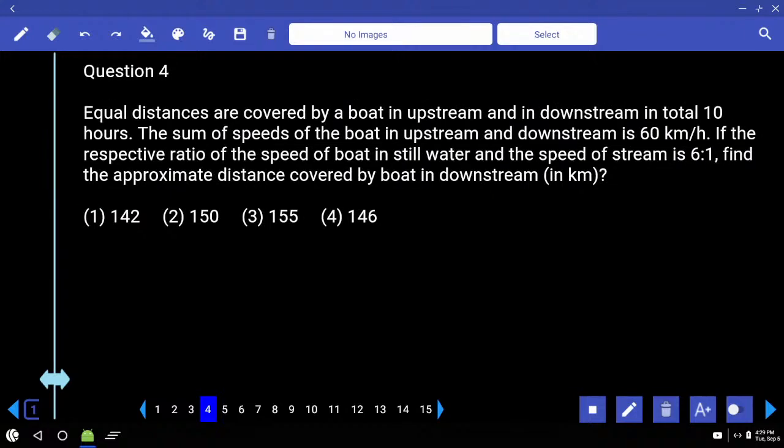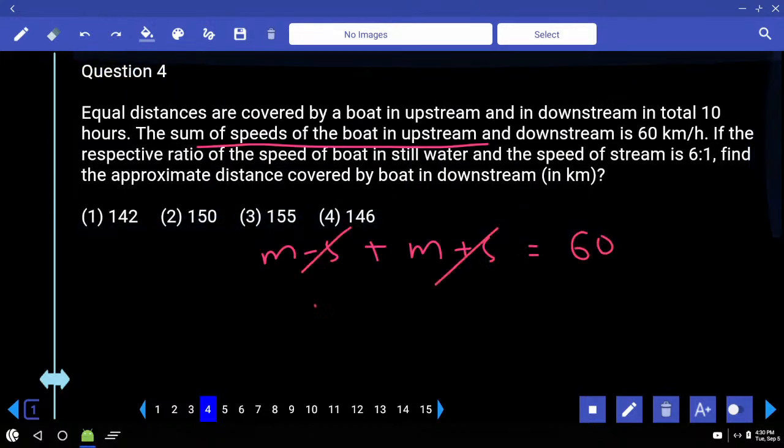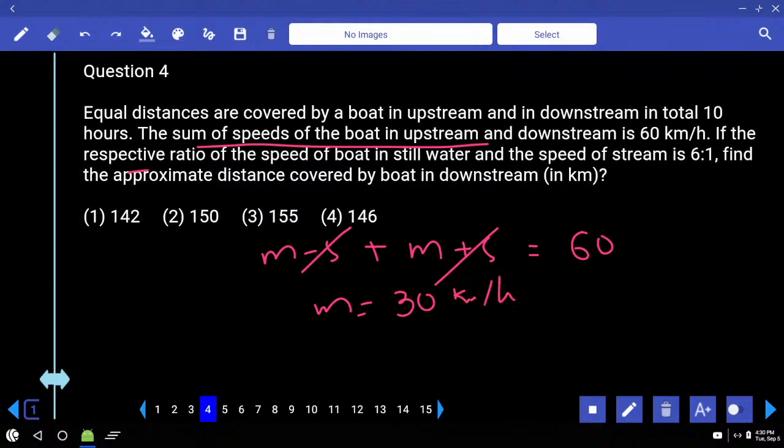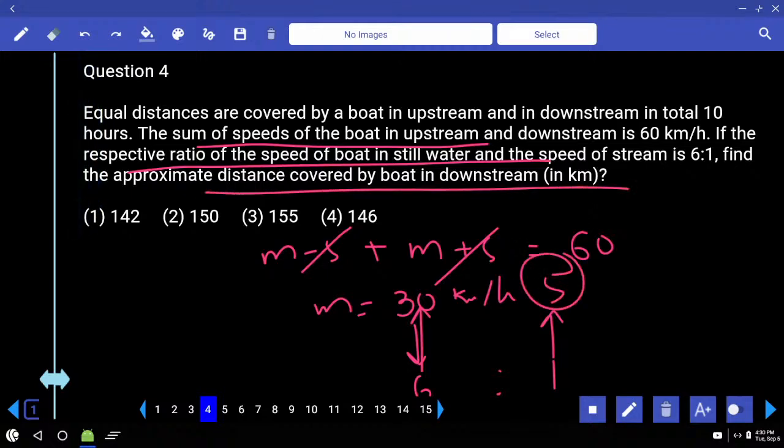Equal distances are covered by boat in upstream and downstream in a total of 10 hours. The sum of speeds of the boat in upstream and downstream is 60 kmph. Sum of the speeds, that is m minus s plus m plus s, is 60. Therefore, m is 30 kmph, isn't it? If the respective ratio of the speed of the boat and still water is 6:1, 6 parts is 30, 1 part is 5. Find the approximate distance covered by the boat in downstream.